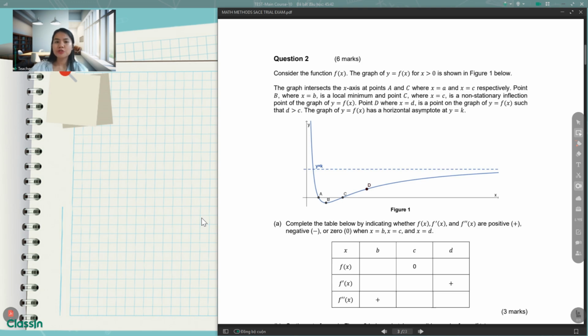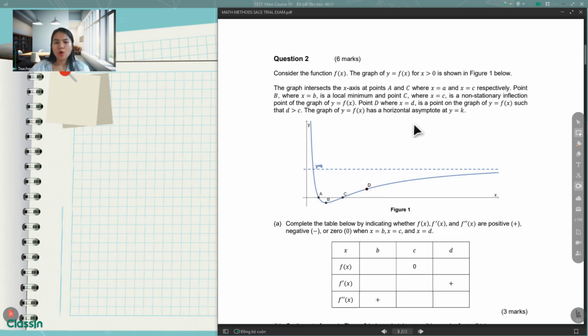Let's do question number 2 together. Consider function y equals f(x), and you are given the graph of y equals f(x), where point A and point C, according to the question, are the x-intercepts. Point B is a local minimum. It's also a stationary point. And point C is a non-stationary inflection. Point D is just a point on the graph.